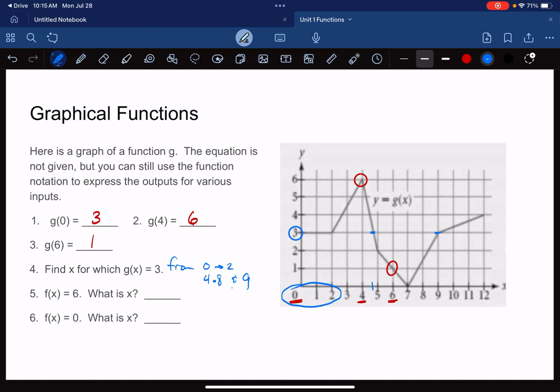How about where is f of x equal to 6? Well, that's a little easier. Here's 6. So that's this point right here. And the input for that was a 4. And if f of x is 0, so we're looking down here at 0 for the y value. So at 0, I'm looking for this value right here, which is 7. Okay, so that's using a graph to evaluate a function.